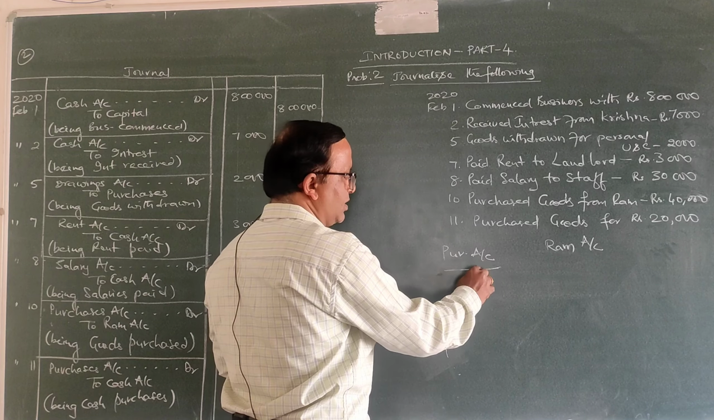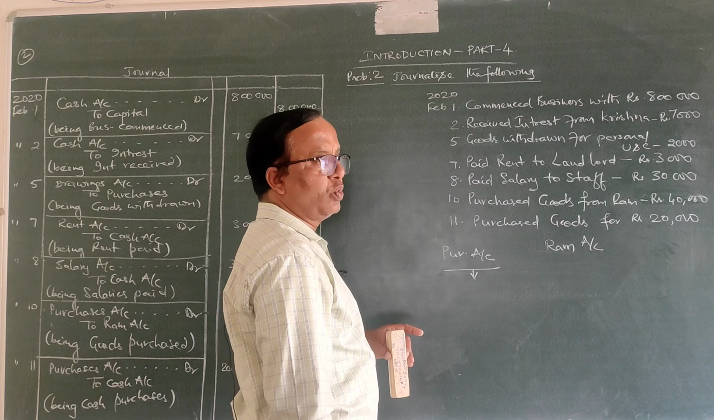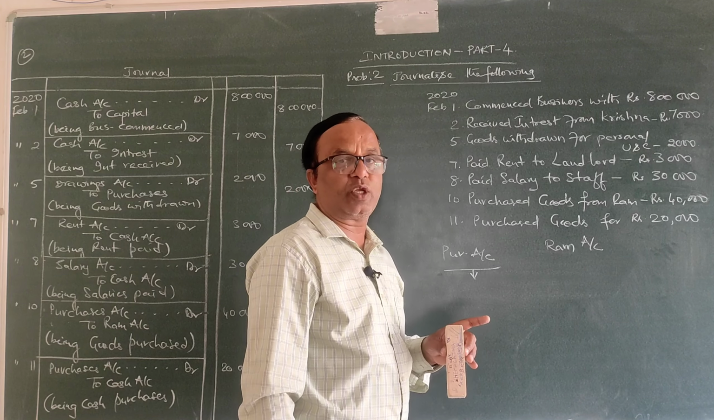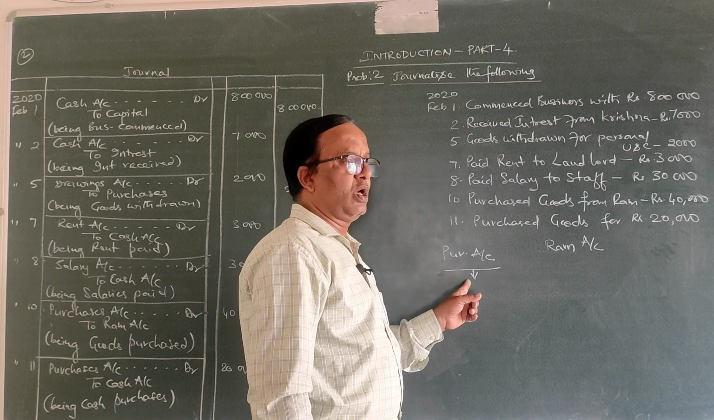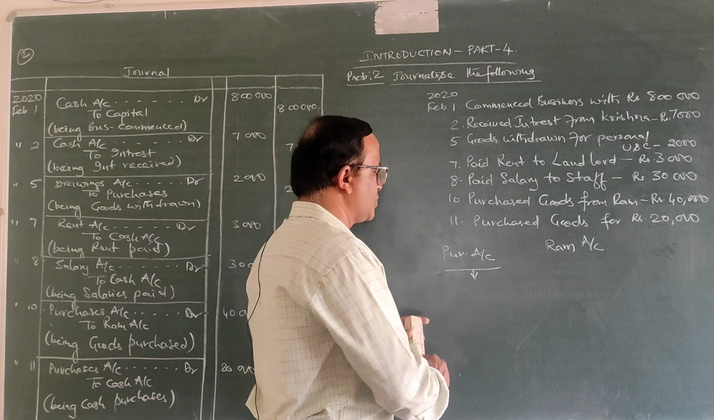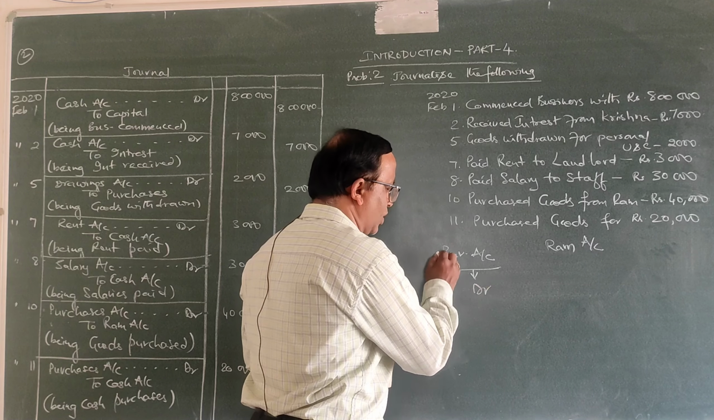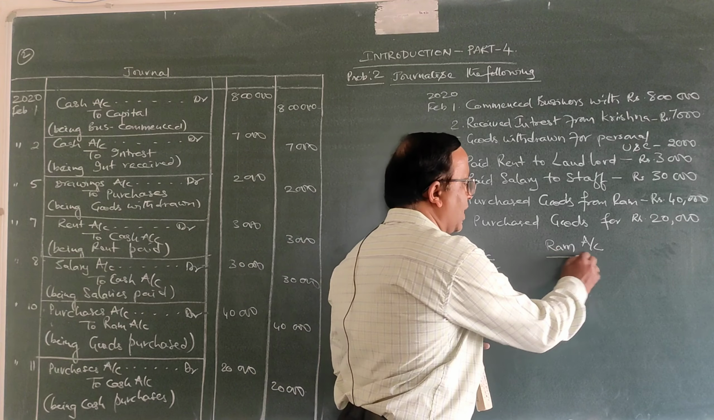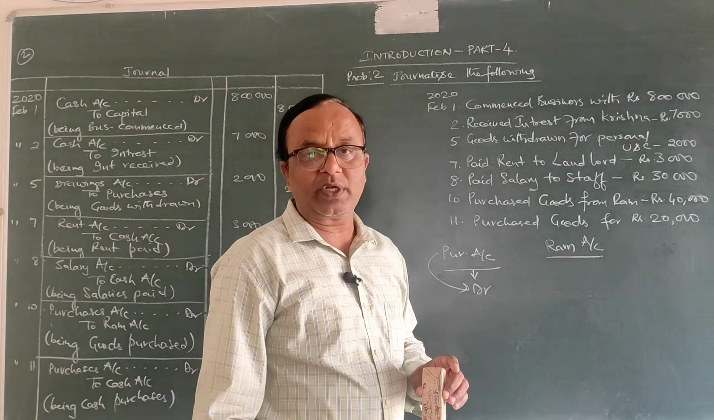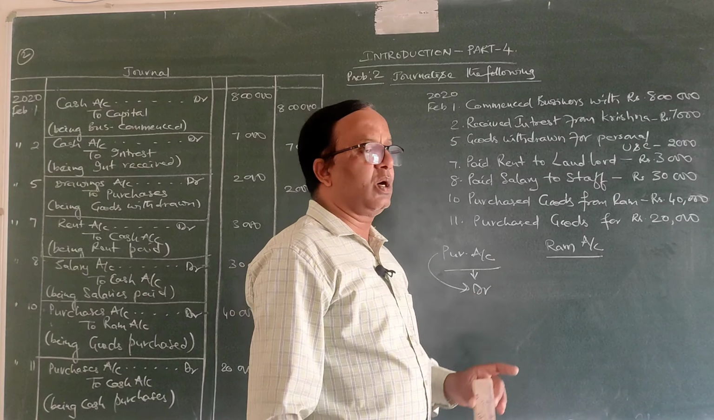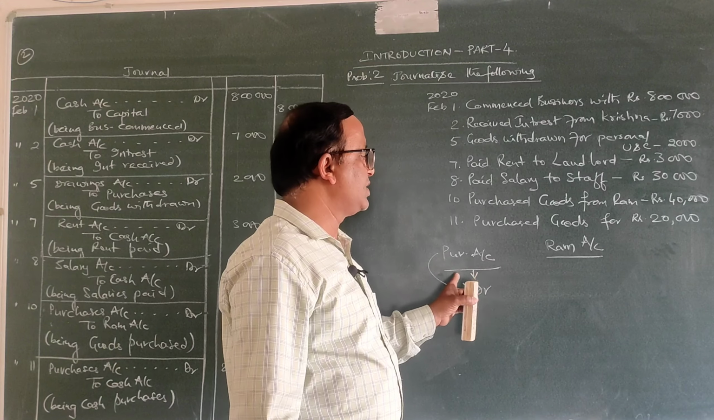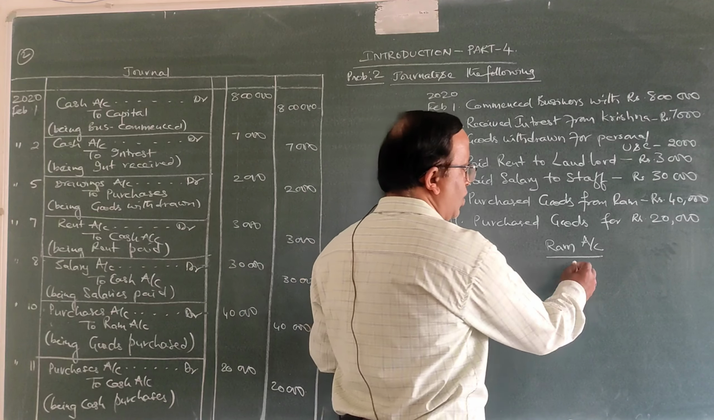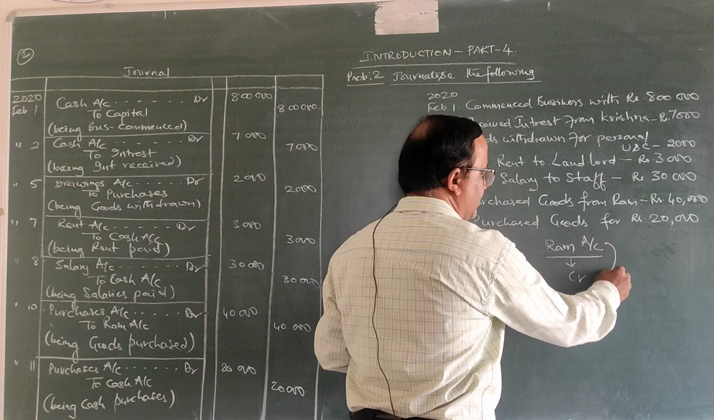Observe, the purchase account is by nature an expense to the business. Since it is an expense, it is a nominal account. According to the nominal account rule, debit all expenses and losses. Here you have incurred this particular expense, as such we should debit the purchase account. Then RAM account, RAM is the name of a person. So since it is a personal account, debit the receiver, credit the giver. When you have purchased, RAM is giving. So RAM account you are going to credit here.